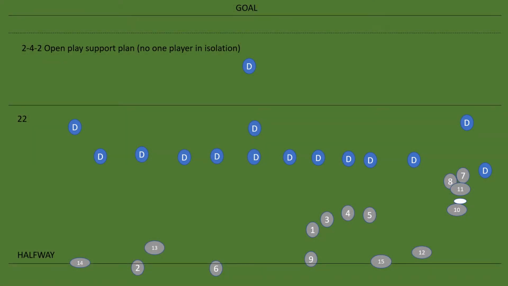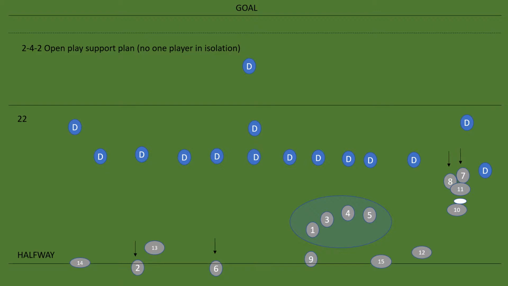I just wanted to take a few seconds to talk about a few things that we can do better in our 2-4-2 attack. We've got a 2-4-2 lineup. Recognize that we can run with any two forwards supporting on the perimeter of the field.